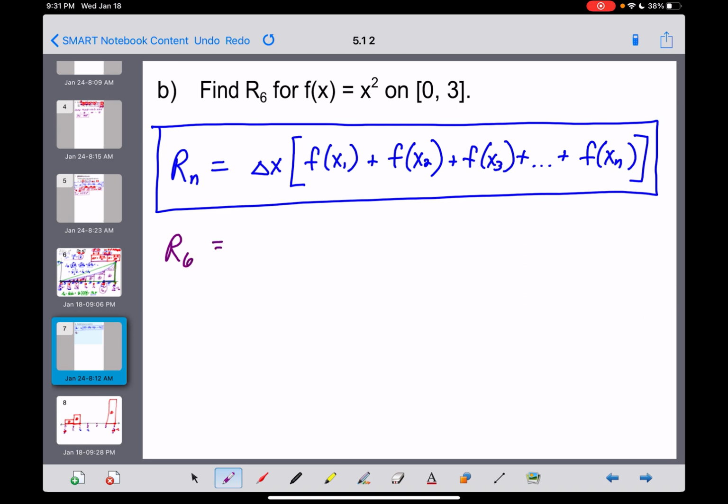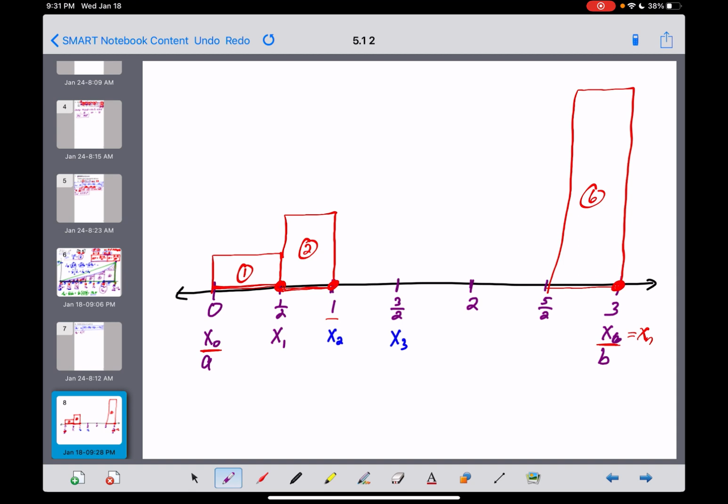Now, nothing has changed here. Our delta x is still going to be 1/2. That's the width of each rectangle. But now, to evaluate this function right here, guys, we're going to get its height at f of, let's take a look, x sub 1 now. The first subinterval gets evaluated at a height of f of 1/2 here.